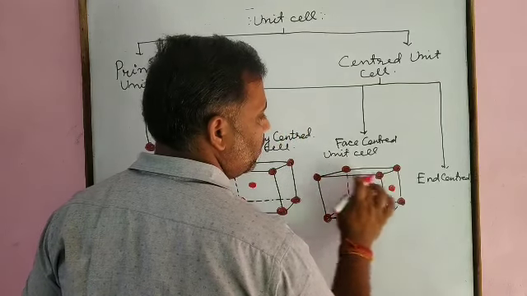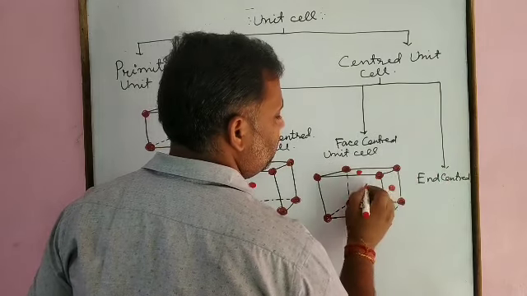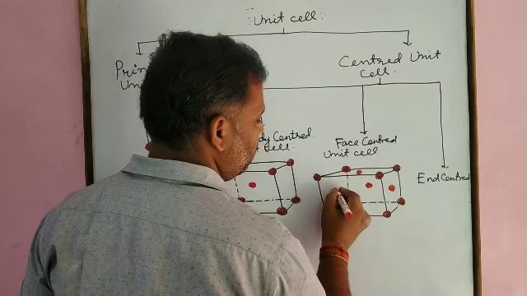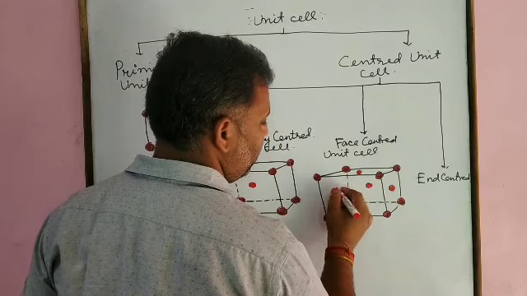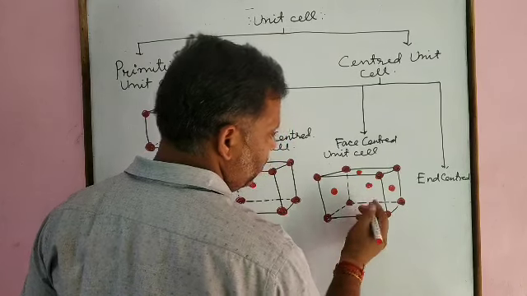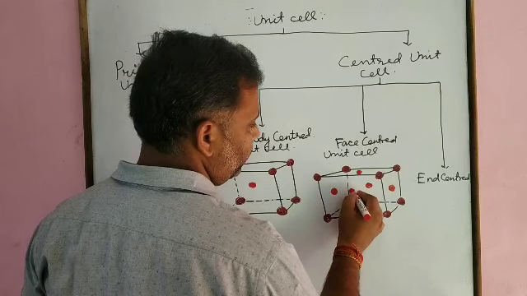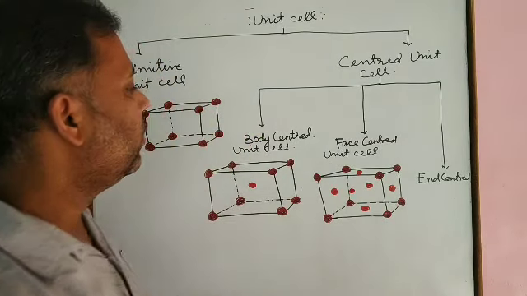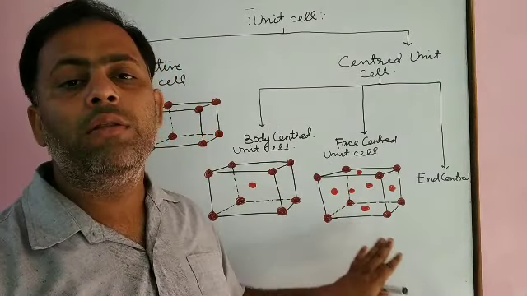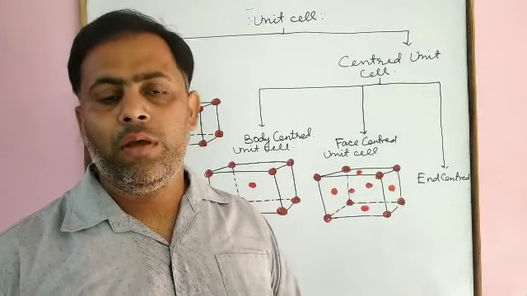This one is another face, the upper one, atom is here. The backward face, one atom is here. The side face, one atom is here. The downward face, one atom is here. To the next one, the front face, one atom is here. Clear?